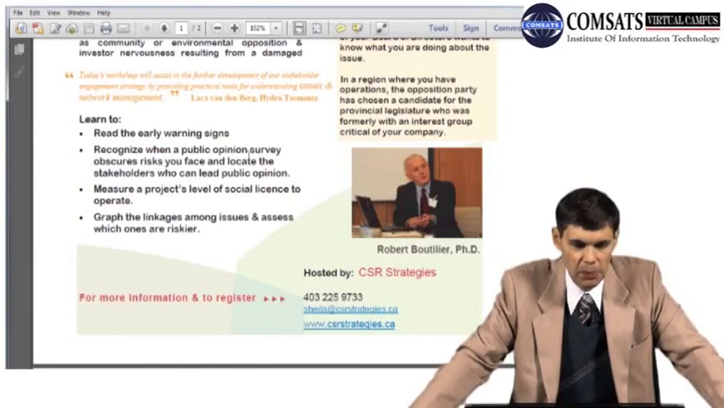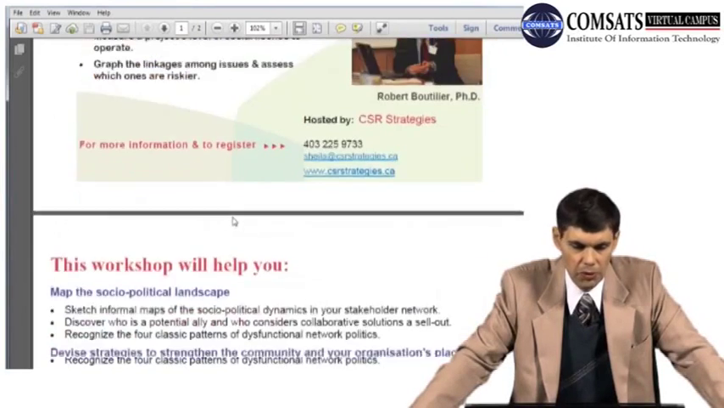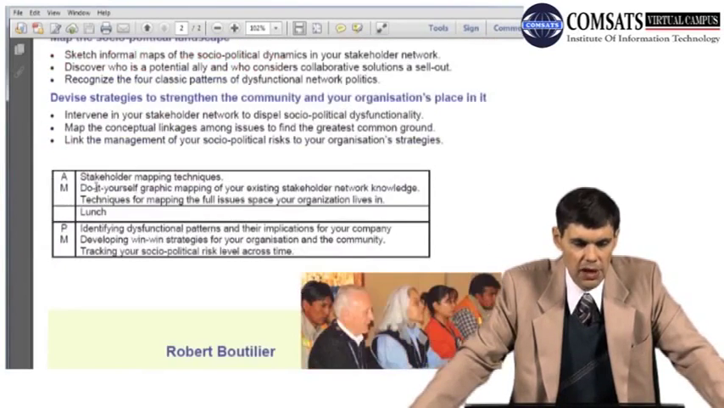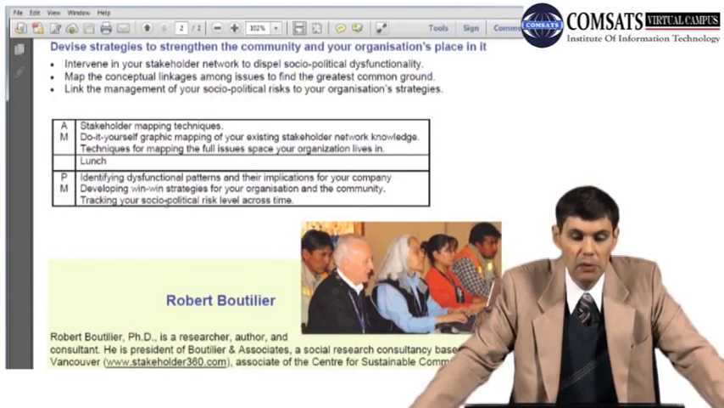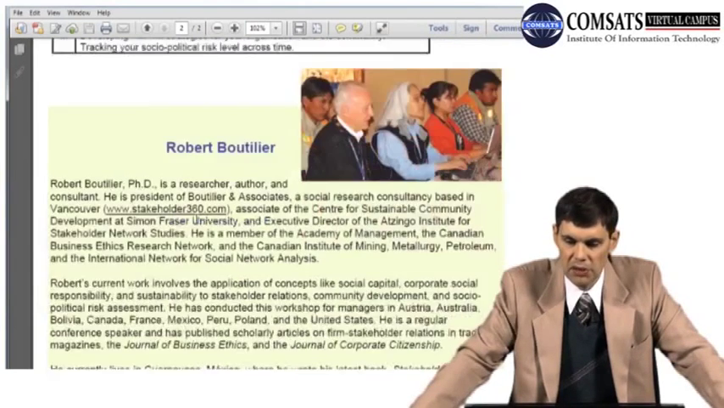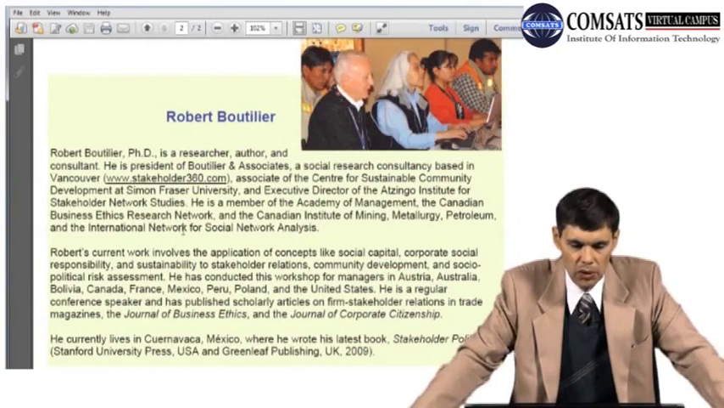Early warning signs, public opinion surveys, social license, and so forth. All this is discussed over here. Stakeholder mapping techniques, do-it-yourself graphic mapping of your existing stakeholder network knowledge, dysfunctional patterns and the implications for your company, win-win strategies for your organization and community, and tracking socio-political risk level over time. So all this is given over here.